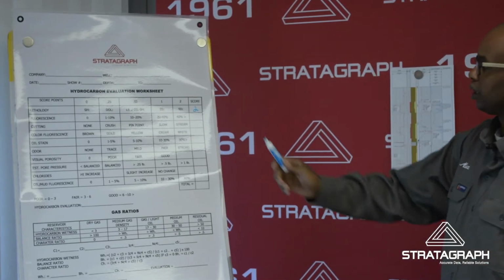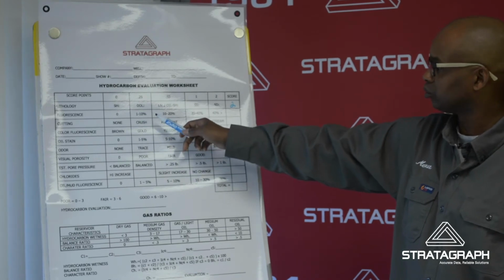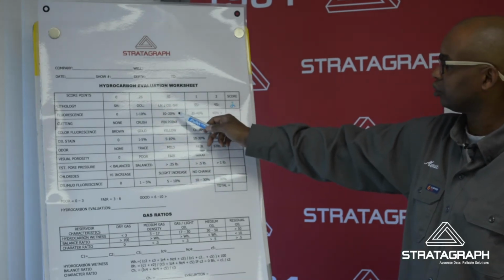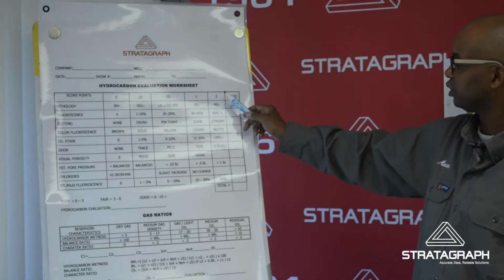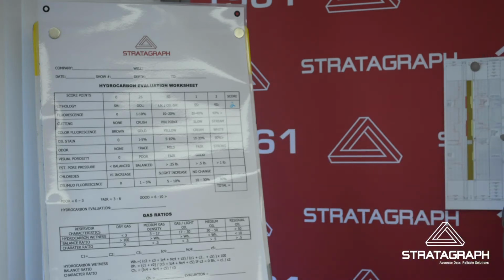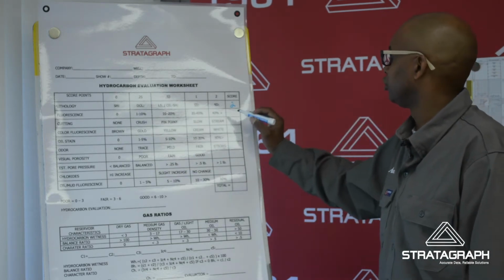Okay, does it fluoresce? If it's not, 0, 1 to 10%, 0.25, 0.50, 10 to 20, 1, 20 to 40, and 2 if it's 40% or greater on your fluorescence. So right here, from our sample description, we have 3%. So that will fall in 0.25 range.